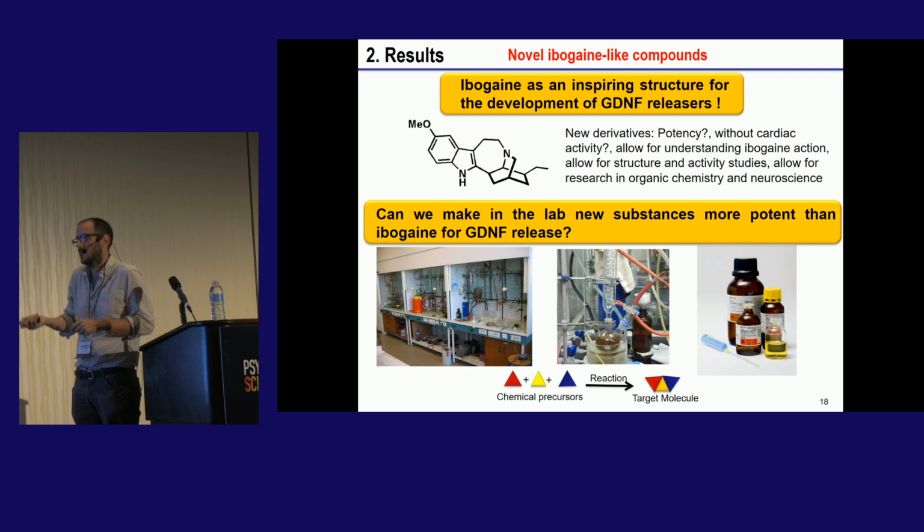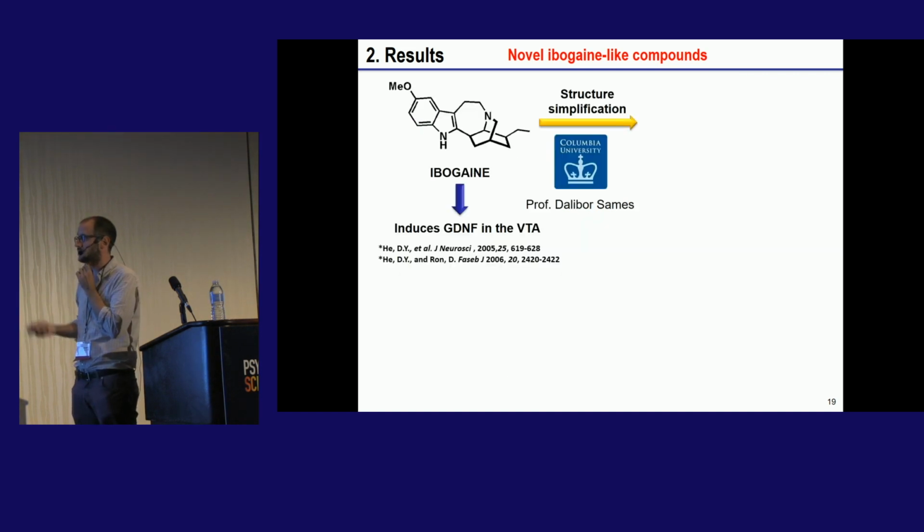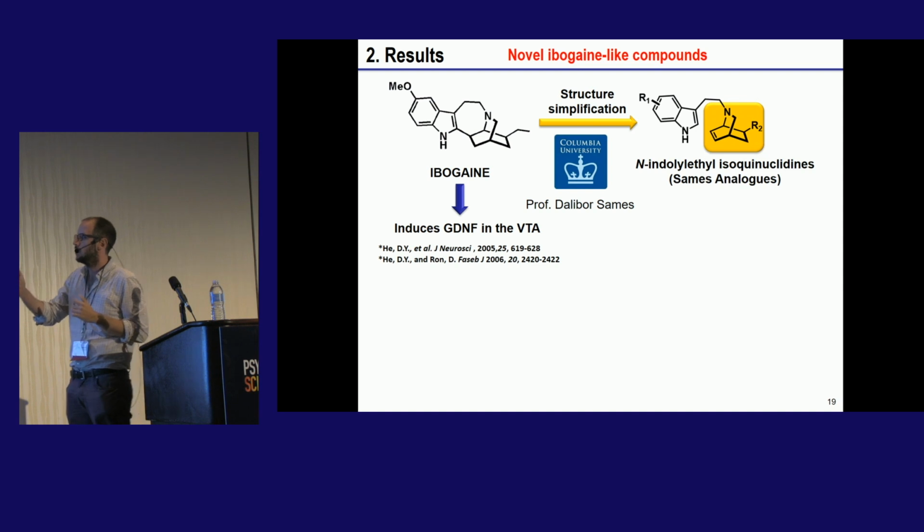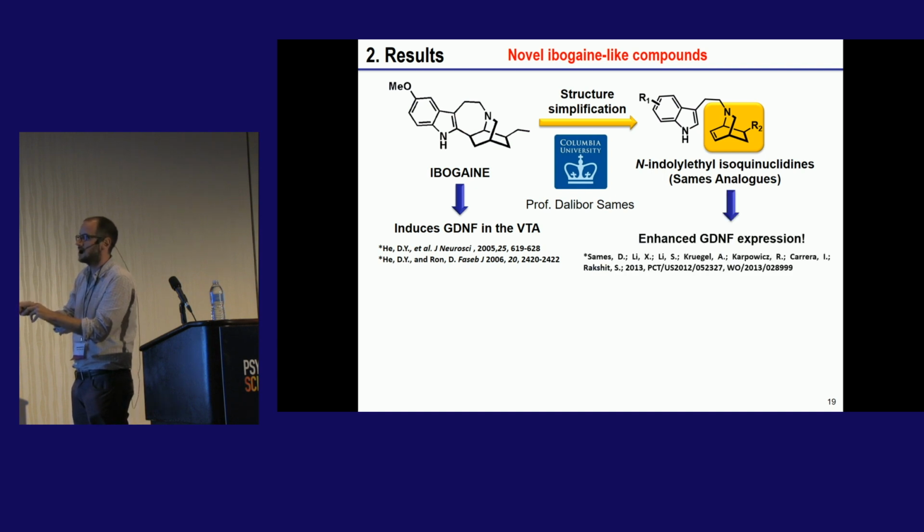So the process is that we do organic synthesis, that is mainly we mix things in the lab and we purify them to make new molecules. And we use a very important finding in the literature that this group at Columbia University, with Professor Dalibor Sames, found: that this bond that you see here in ibogaine, if we have a molecule that doesn't have it, to have structures called N-indolylethylisoquinuclidines, they have enhanced GDNF expression in some cells. So that is a very good start.